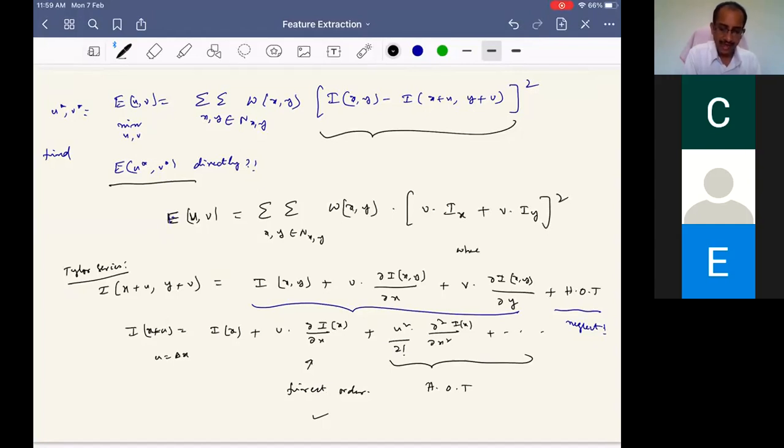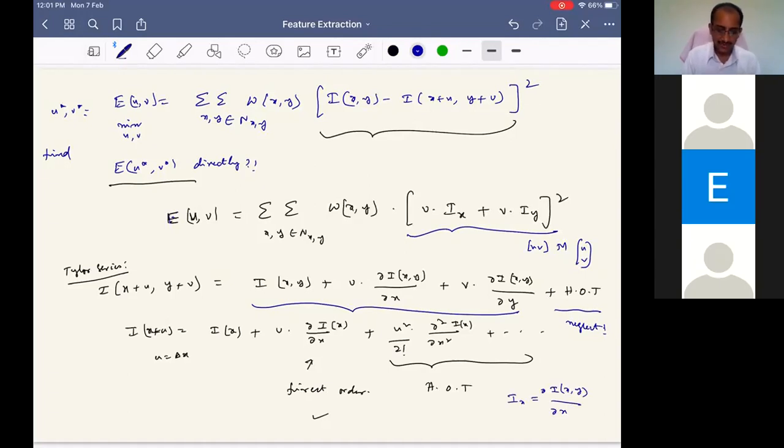Those who wish to pursue a little bit, you can pursue to see if we can write this in a simplified manner, in terms of a matrix M and then in terms of U, V like this. And that matrix M, we can see the properties of matrix M to identify E of U star comma V star. Okay. So now what we have seen is, through Taylor series expansion and taking the first order terms, we can simplify this E of U comma V in this way, right?